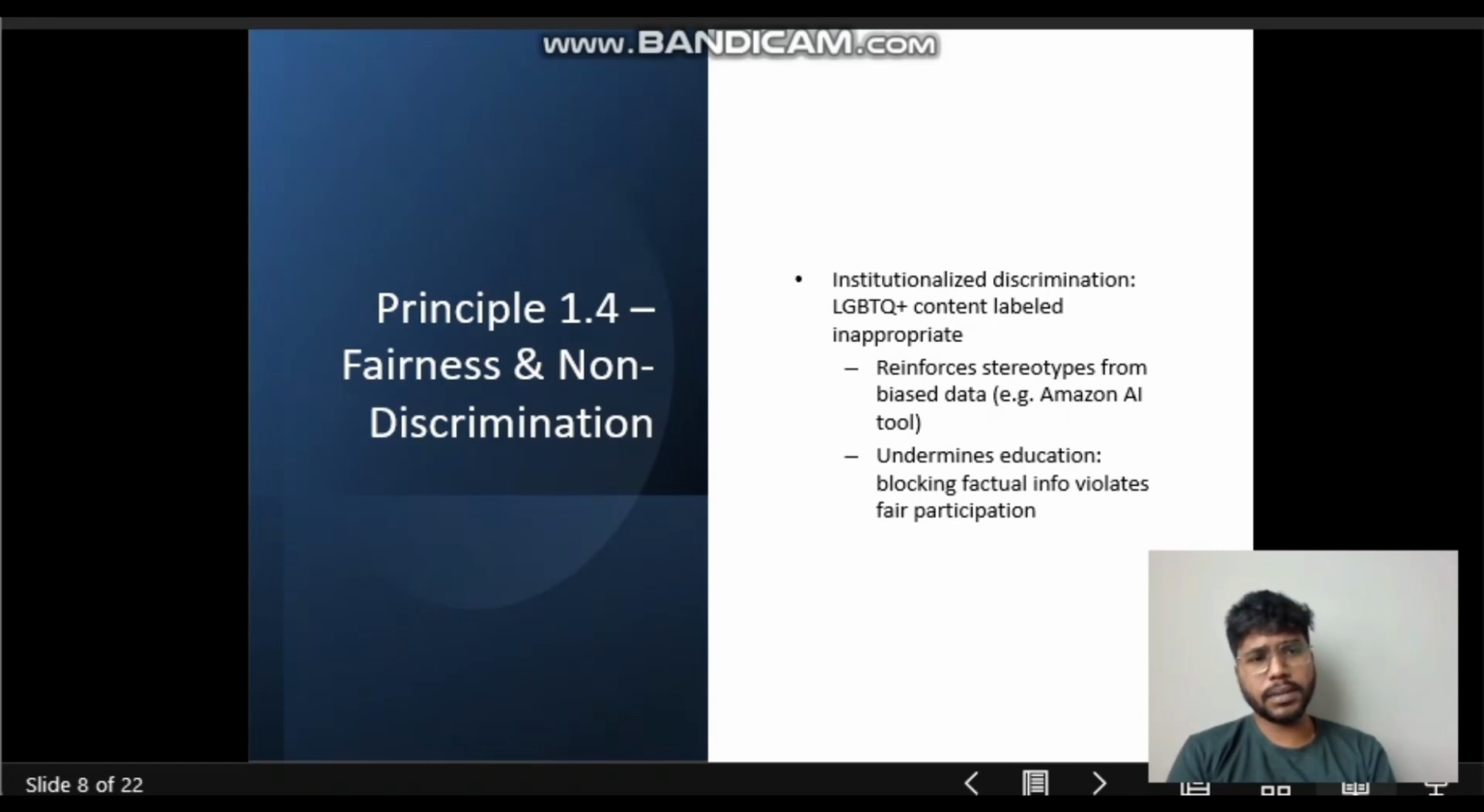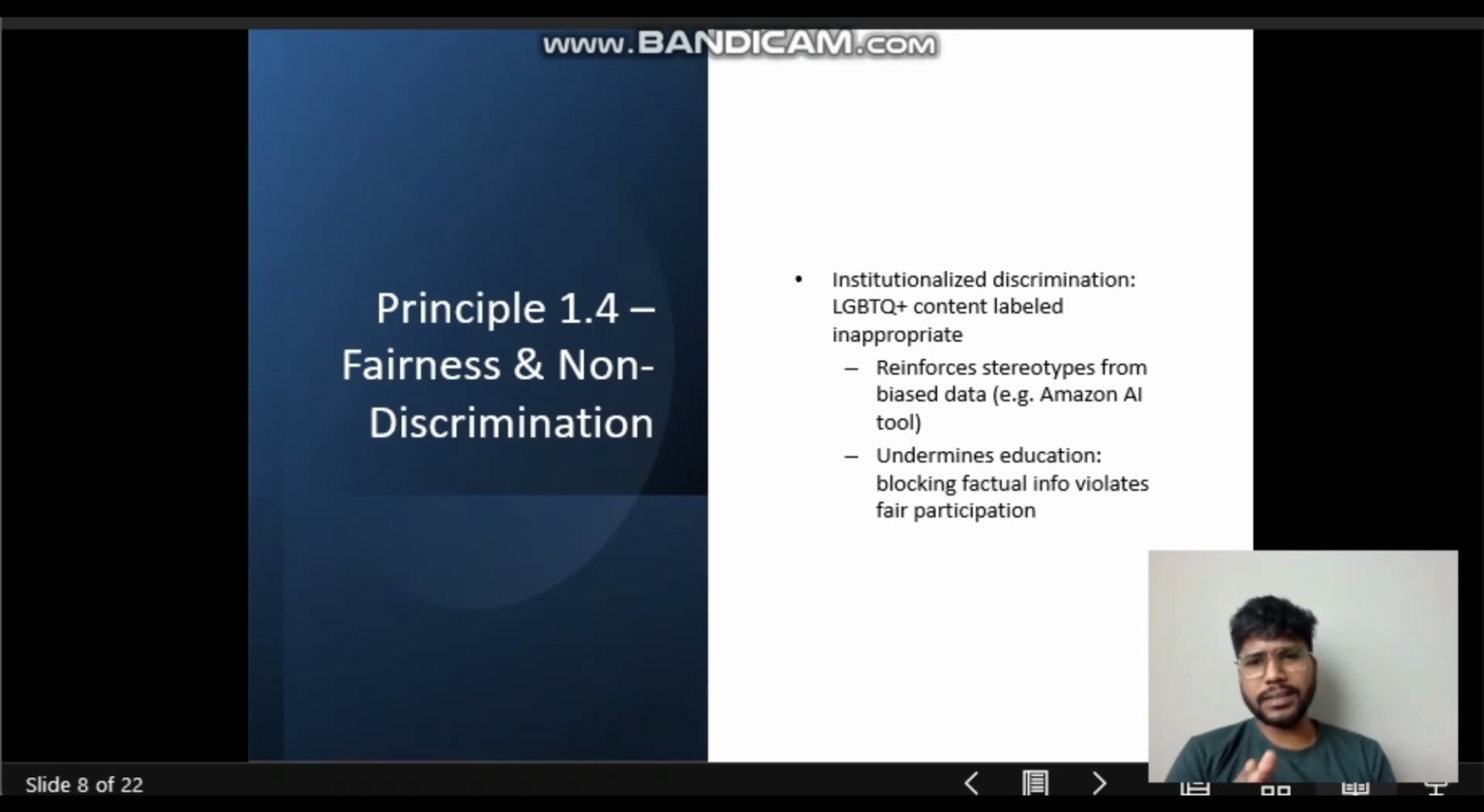The next is Principle 1.4, fairness and non-discrimination. The first one is systematic bias. LGBTQ content was disproportionately flagged as inappropriate, reflecting societal heteronormativity.